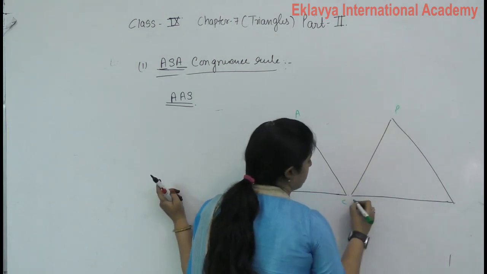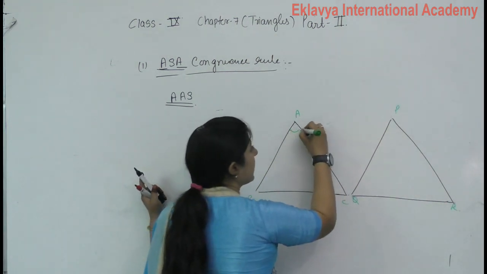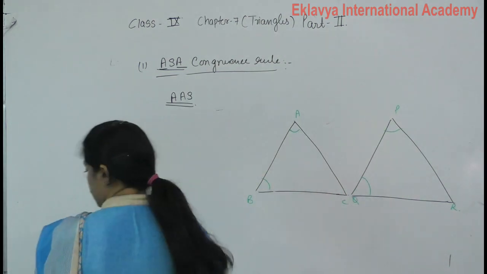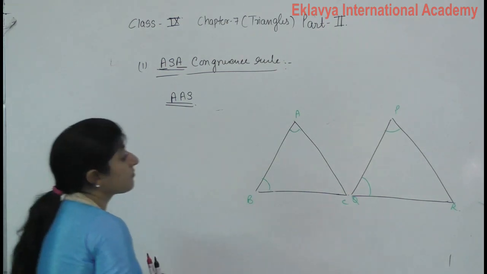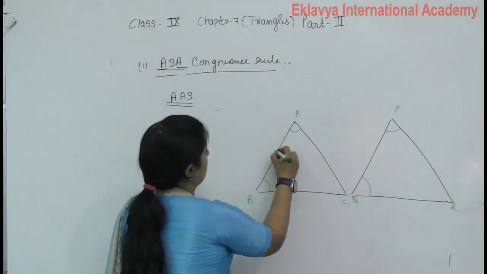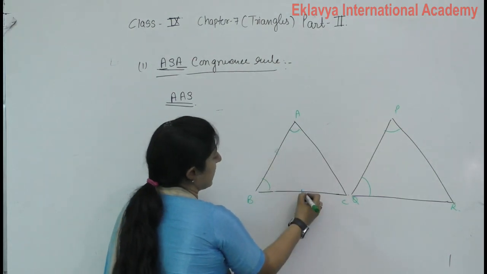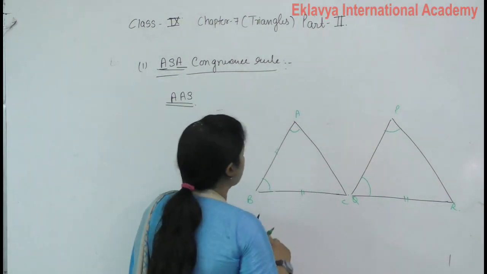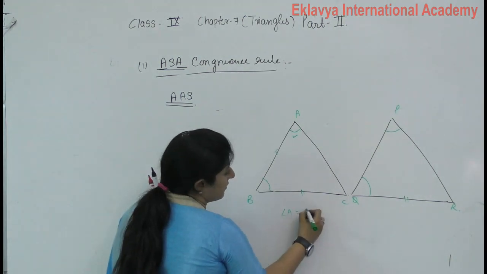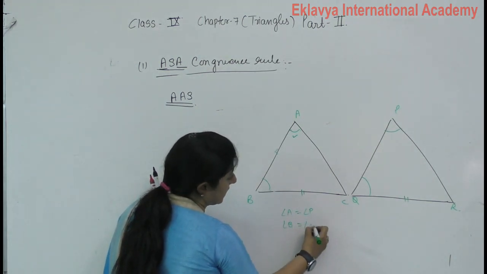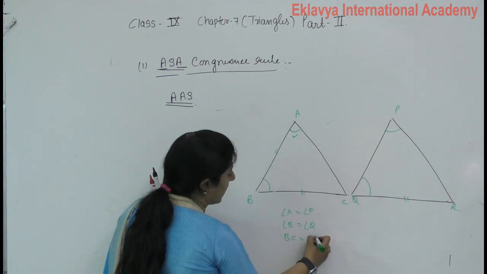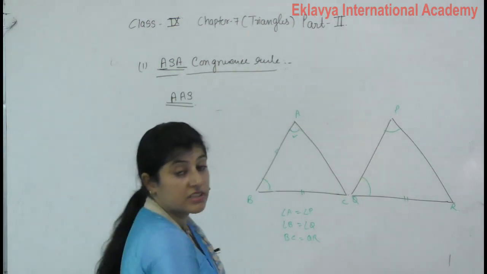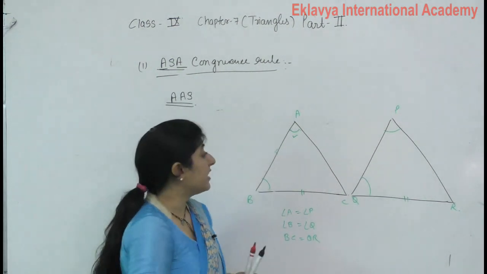Triangle ABC and triangle PQR. Angle A is equal to angle P, angle B is equal to angle Q. It is given to you, and this side is given to you equal. Now you can see here two angles, angle A is equal to angle P, B is equal to angle Q, BC is equal to QR. Check it, can we follow here the angle side angle rule? Yes or no? Check it here.